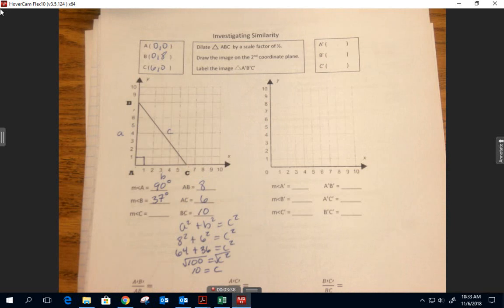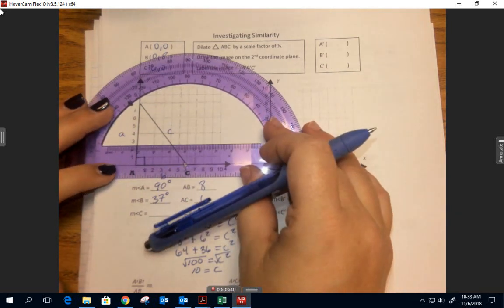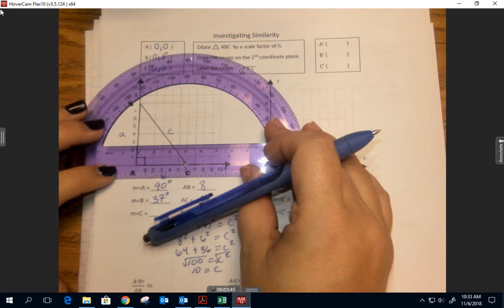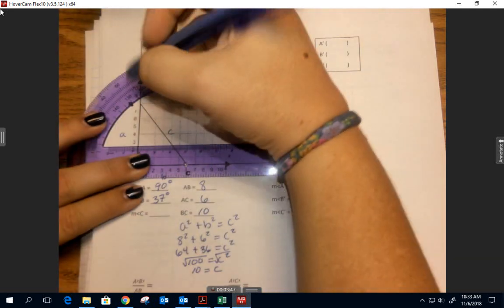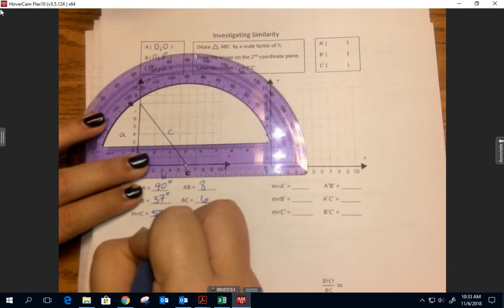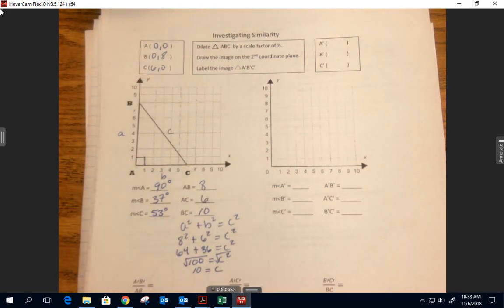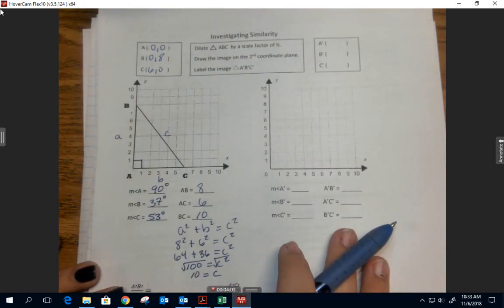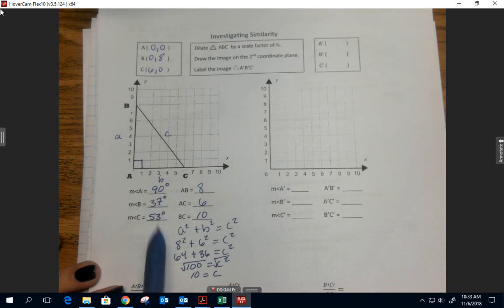But let's measure it just in case. So put my dot on the vertex, and what do you know? It is 53 degrees. Alright, so now I have, make sure this is, there we go. It didn't look focused enough. So now we have all the measurements.